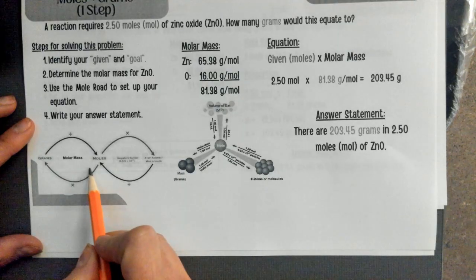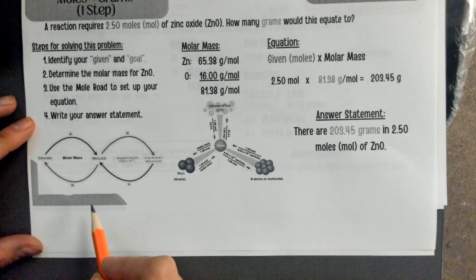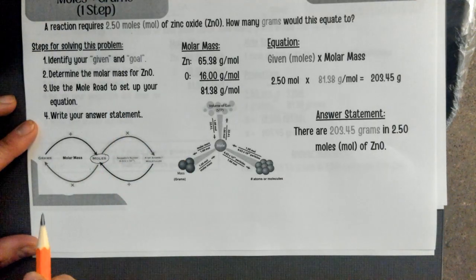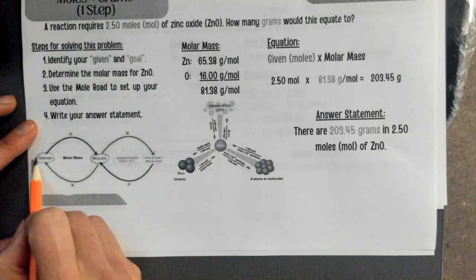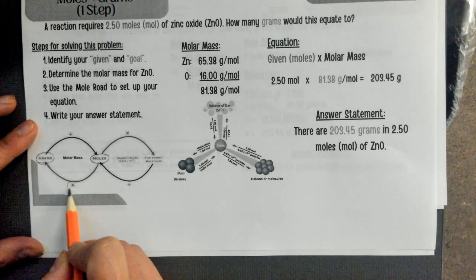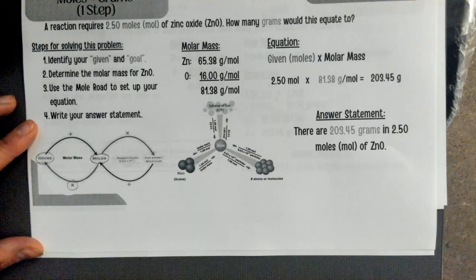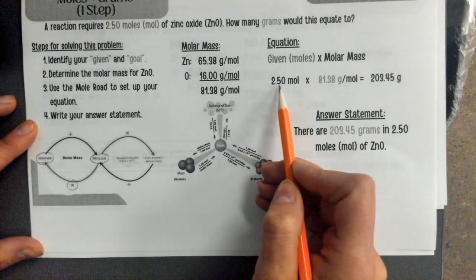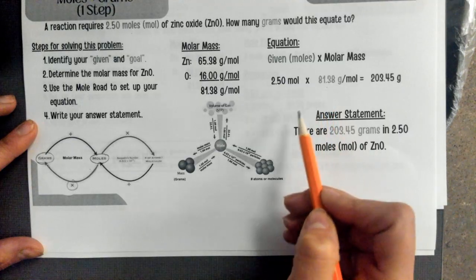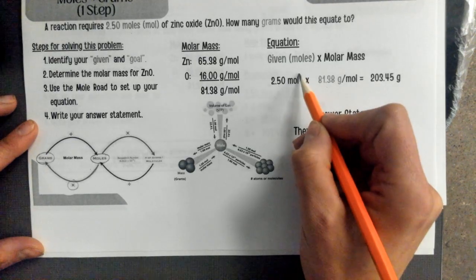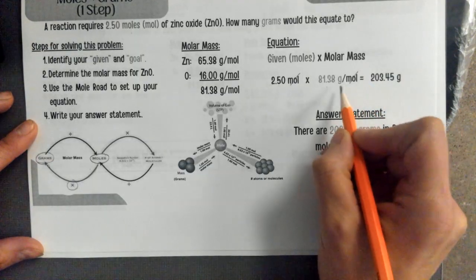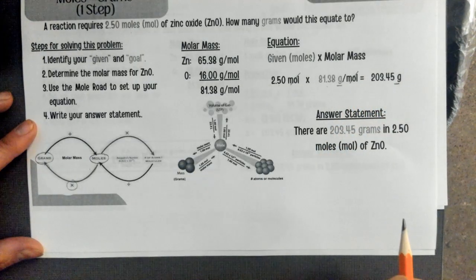So looking at the very first picture, my given is moles. So I'm going to start here. I need to get to grams, which is right here. So following my arrow, I can see I need to do multiplication. So I'm going to take my given and multiply it by the molar mass. Now, when I multiply it by the molar mass, you'll notice that this unit is going to cancel out with this unit, and that's going to give me my final unit, which is in grams.